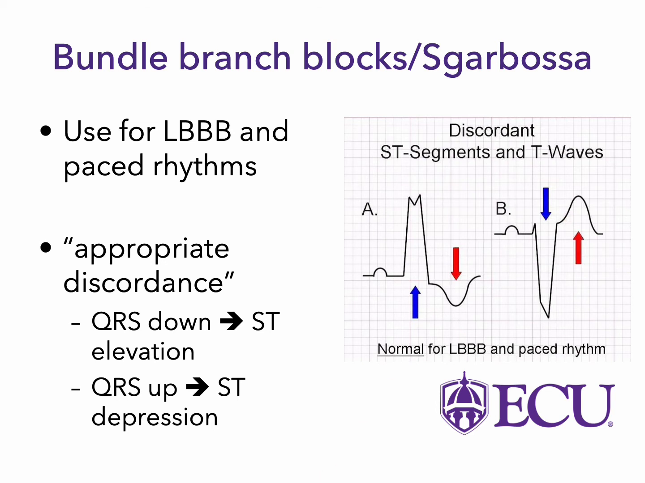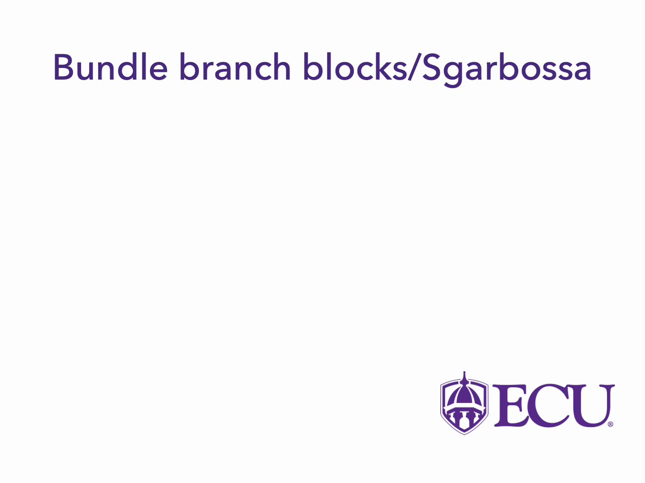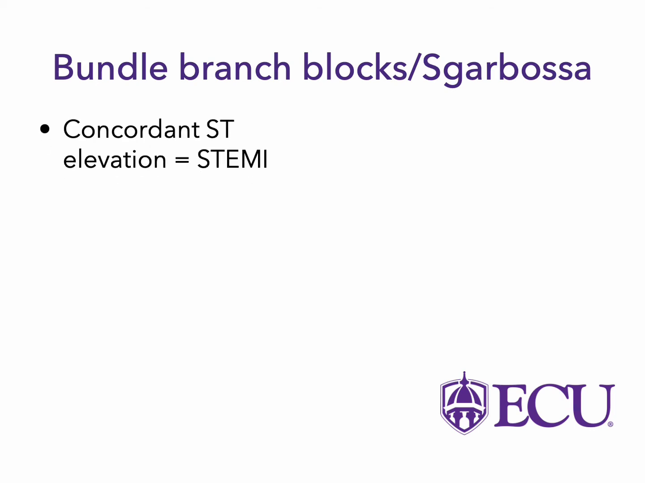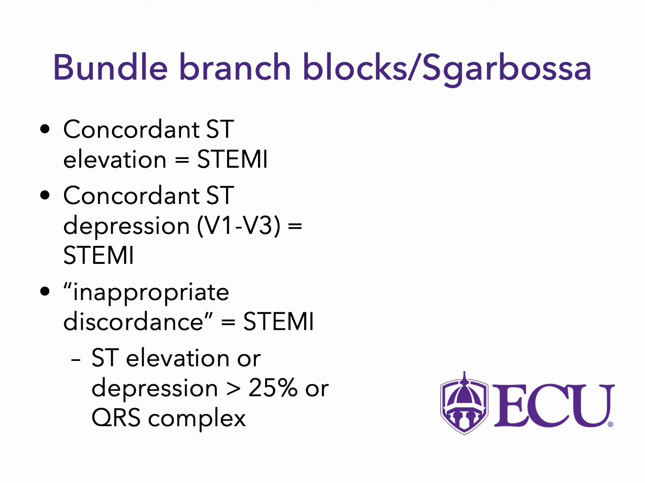So then the question becomes, we know these two things. What happens when we have a left bundle or a paced rhythm, but the patient is having a STEMI? How do we identify that? One thing you can look at is concordant ST elevation in a left bundle or a paced rhythm. That is a STEMI. You can also have concordant depression in V1 through V3. That is going to be a STEMI equivalent. And then inappropriate discordance, when the elevation or depression that we just talked about is greater than 25%. So there's too much discordance. That is a STEMI equivalent.